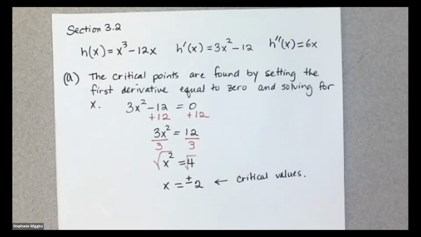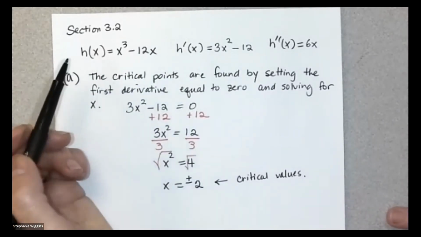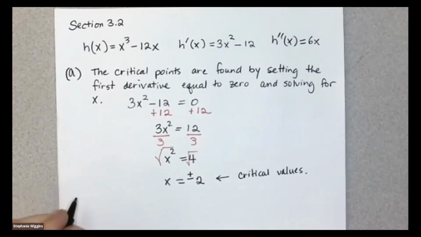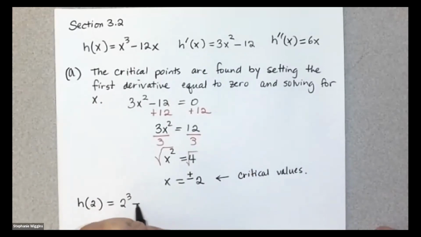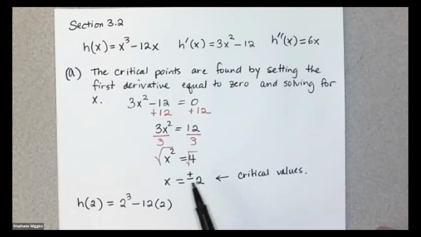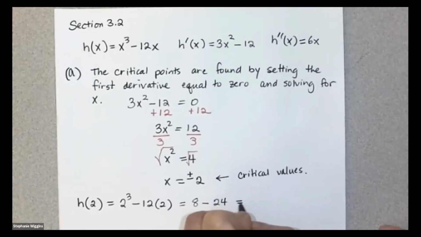Now, whenever you are looking for an ordered pair and you want to calculate the y value that goes with an x value, you're going to use your original function. So we are going to calculate our function h of 2 is 2 cubed minus 12 times 2. Okay, we're just substituting 2 into our original function. And we get 8 minus 24, and that's going to be negative 16.